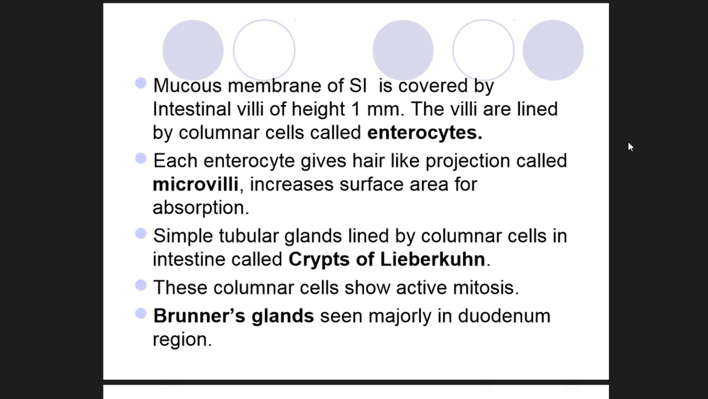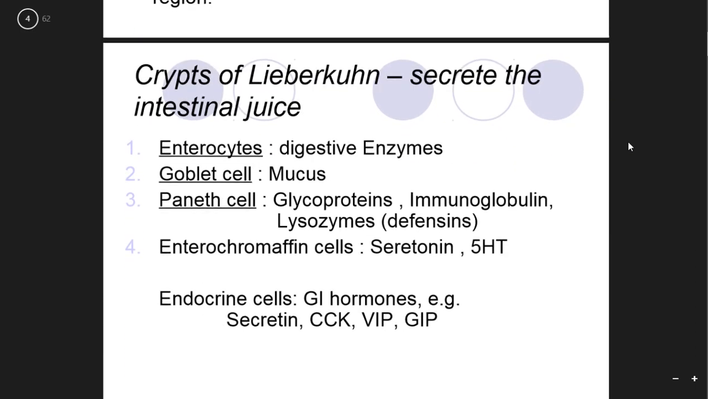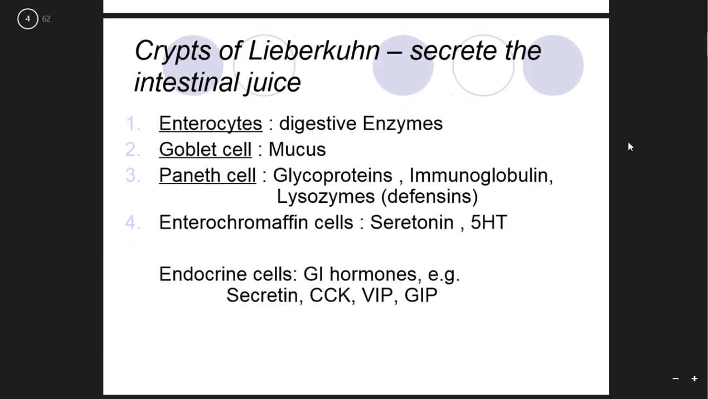So the columnar cells are within the active mitosis. The Brunner's gland is also present. The Brunner's gland occupies the majority of this region. Apart from that, the crypts of Lieberkühn are secreting the intestinal juice called succus entericus.